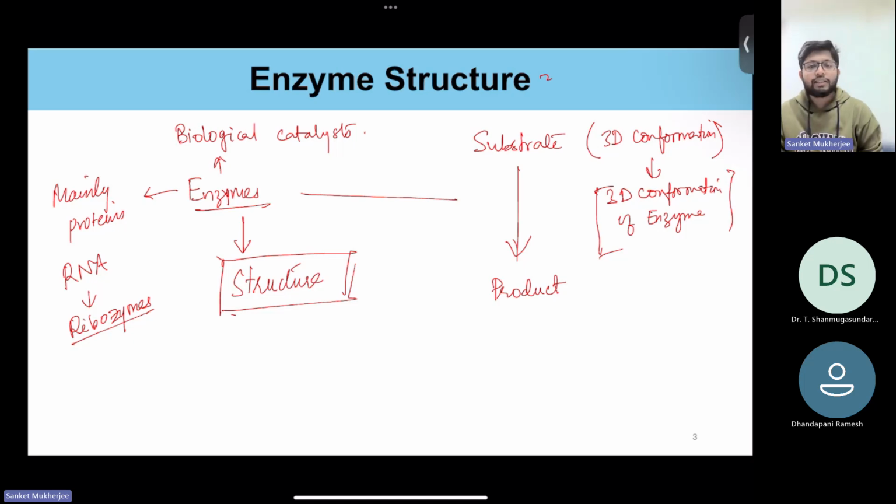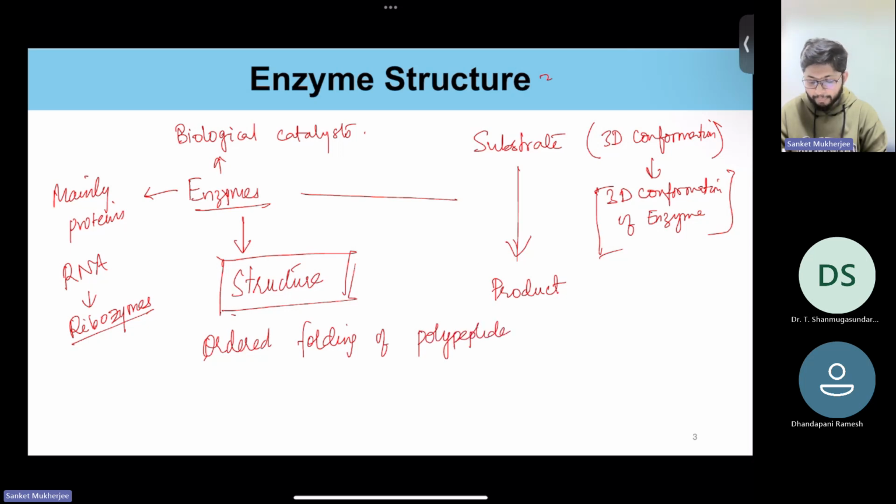Regarding enzyme structure, what we need to know is that it's the ordered folding of polypeptide chains to form a 3D structure. That is essentially how we see it.